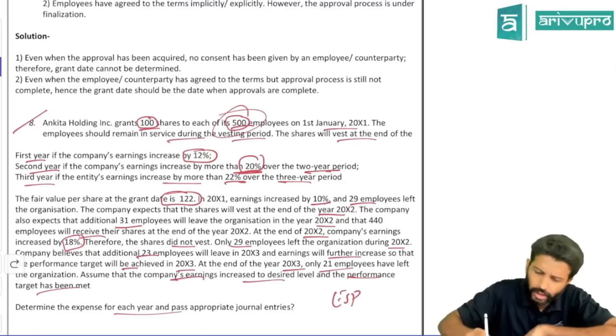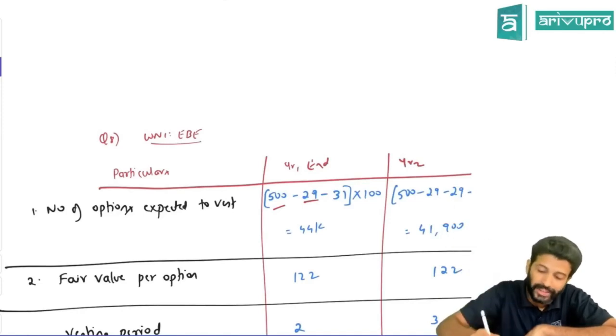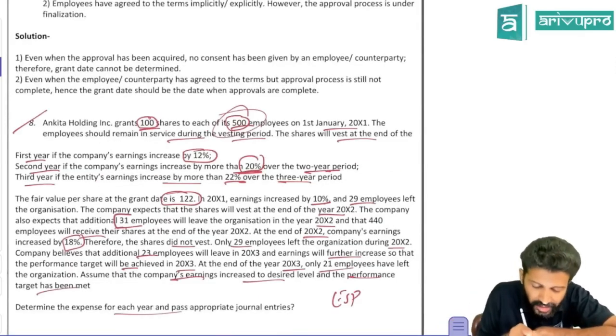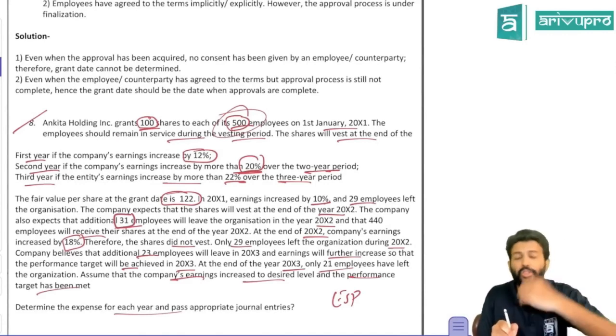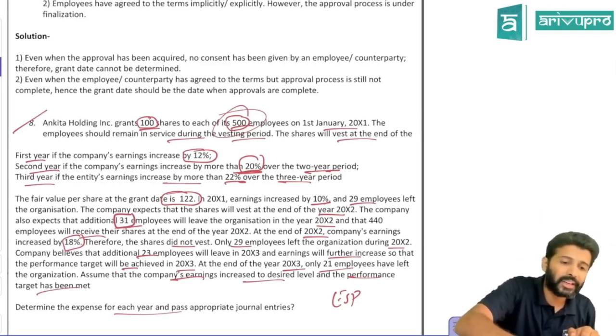So that means will they get it? No. So from this, deduct 29. That's all? No. The company has to estimate in total how many employees will leave. 29 have already left. The company feels further employees will leave. Yes, the company feels an additional 31 will leave at the end of first year. So in 500, 29 already left, 31 is expected to leave.